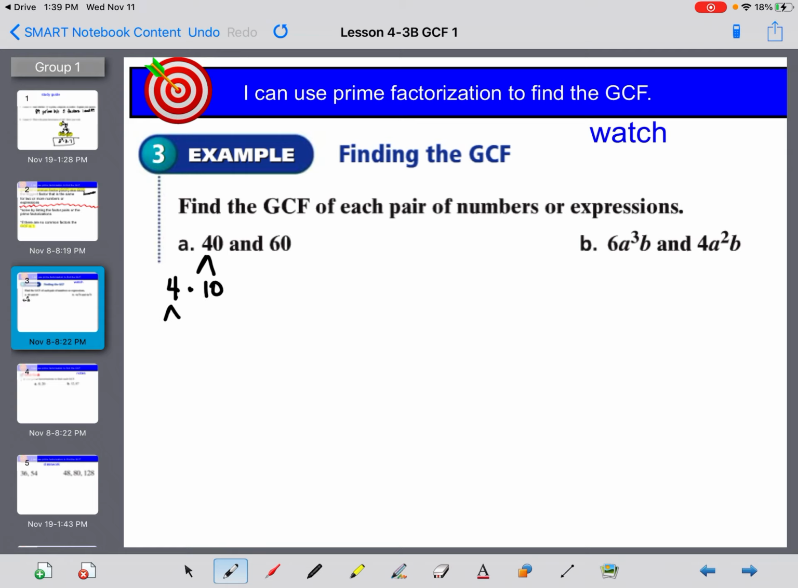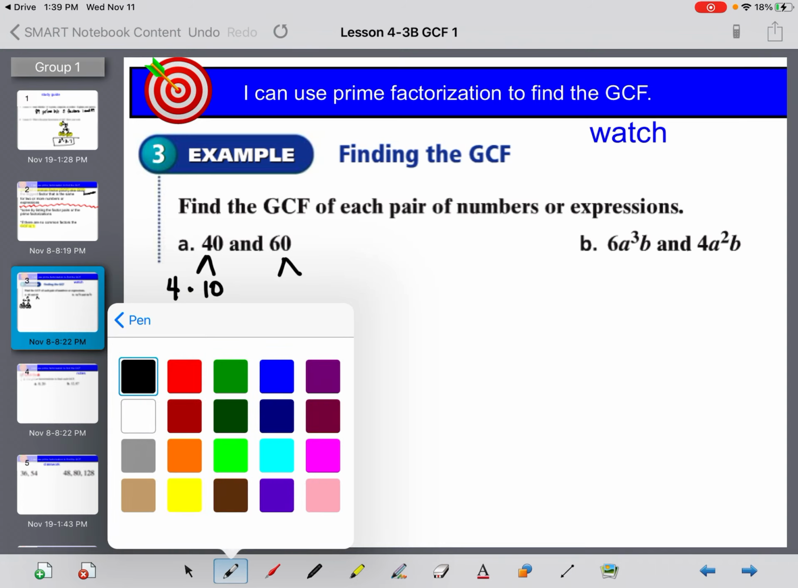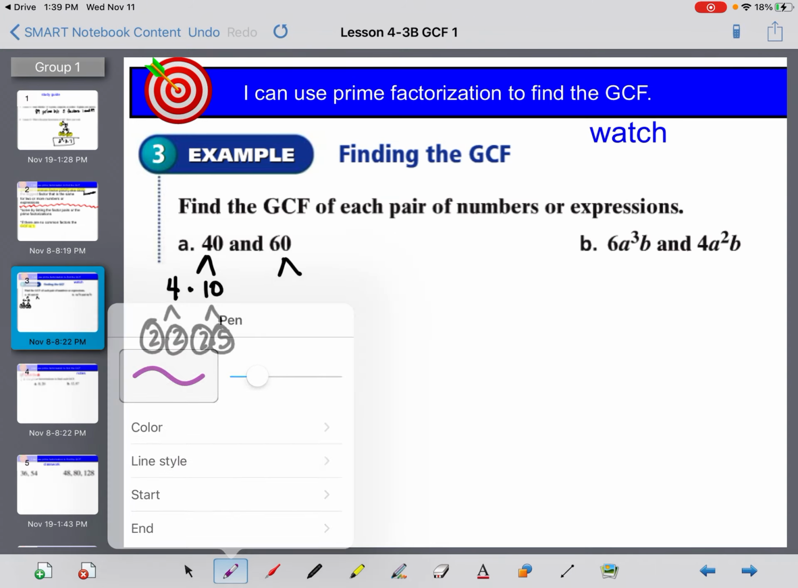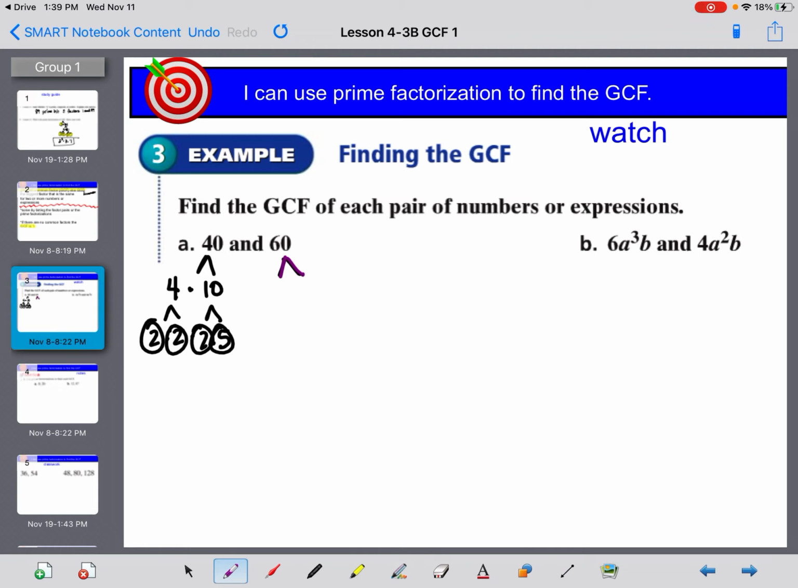4 times 10 is 40. 2 times 2 is 4. 2 times 5 is 10. Now, this time, I'm not going to list them in exponential form, just going to have the factors there. And then, to make sure that these don't run into each other, I'm going to change the color here. 60 is the same as 3 times 20. 20 is the same as 2 times 10. 10 is the same as 2 times 5.